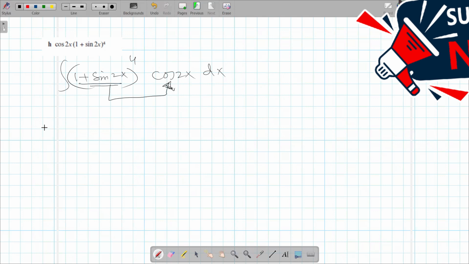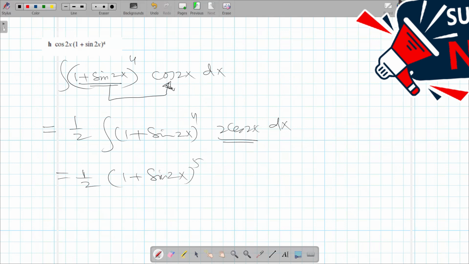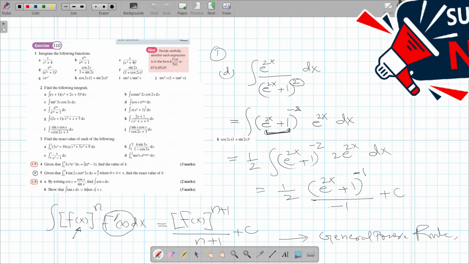What is the derivative of sin 2x? Cos 2x. Oh no, 2 cos 2x. So 2 is missing, so we will divide by 2 outside and give 2 cos 2x. There, so the derivative is available now. We will just add 1 to the exponent and divide by the new exponent. So this will be 10 in the denominator. This will be 1 over 10 times 1 plus sin 2x power 5. Clear? Okay. Next, those are quite easy.